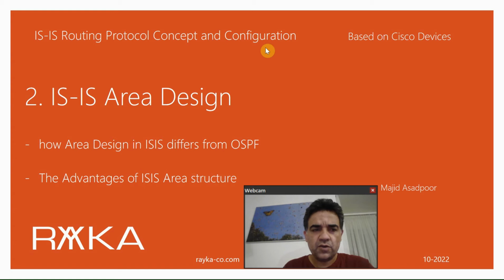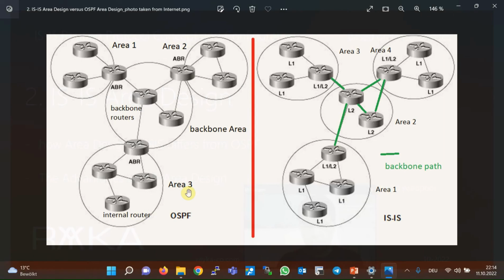In this section, we'll talk about IS-IS area design and how it differs from OSPF routing protocol area design. We'll also discuss the advantage of area structure in IS-IS routing protocol. The area structure in IS-IS has similarities and differences with OSPF. Both follow somehow a hierarchical structure.